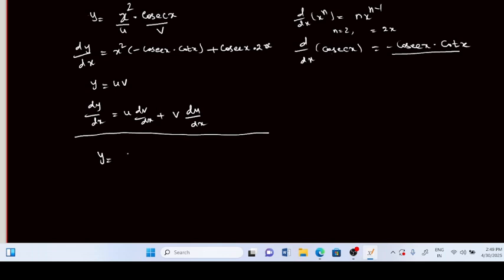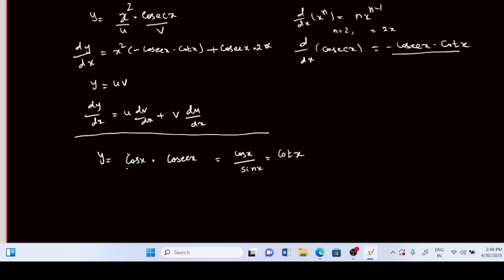Like if you write cos x into cosecant x, we can apply the product rule, or else we can modify this one. We know that cosecant x can be written as 1 by sin x, so we can write it as cot x. While writing the answer, we get different answers, but both are the same.